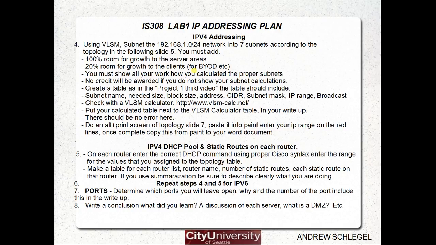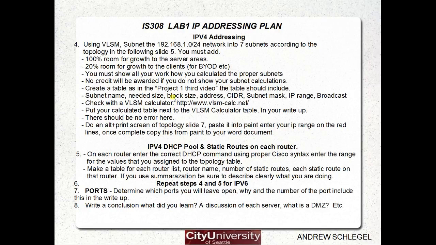And what you've got to understand is the reason for the variable length subnet masking is such that you don't waste IP addresses. You want to use as many as you need, but you don't want to reserve more than you'll ever need. So you must show all your work, how you calculated the proper subnets, okay? No credit will be awarded if you do not show your subnet calculations.